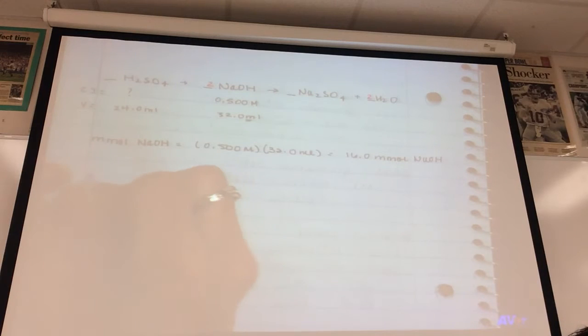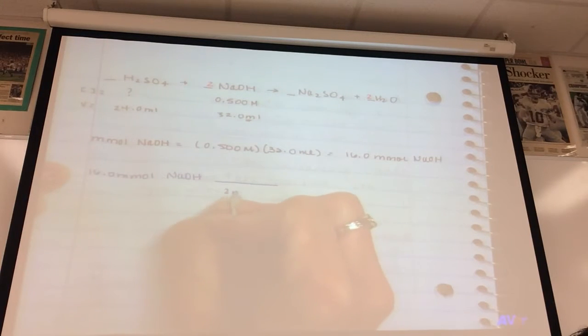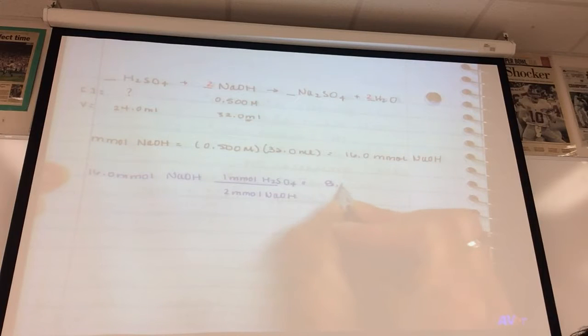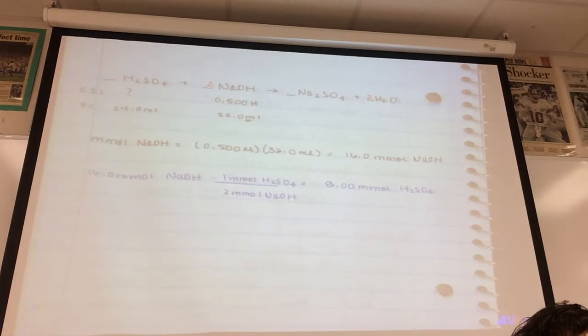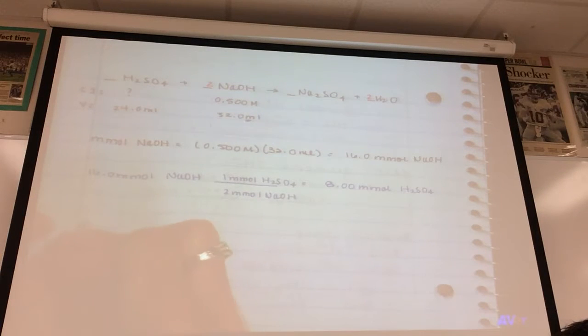In the third step, stoichiometrically, you can go from millimoles of base to millimoles of acid, and then in the last step, you can get the concentration.